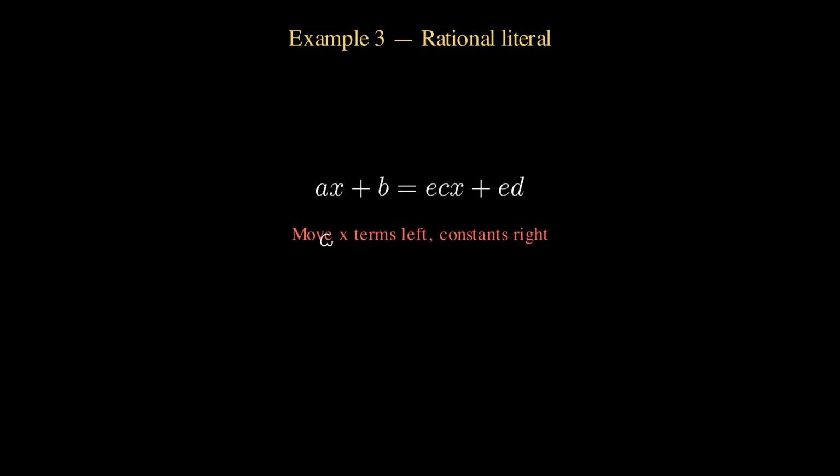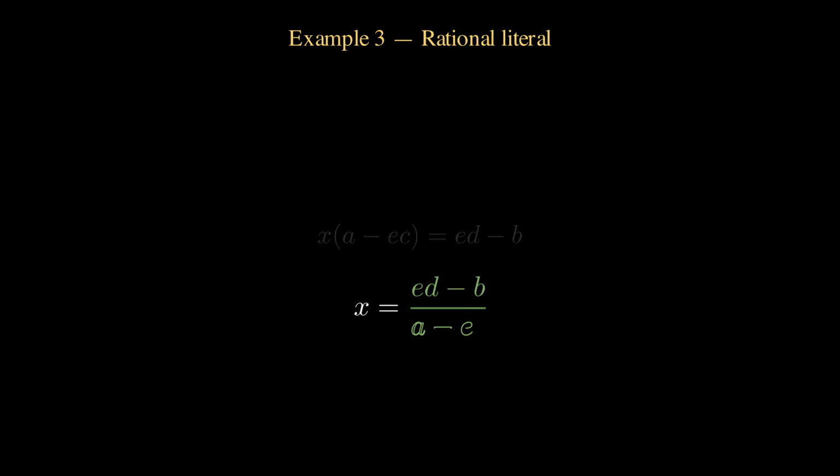Collect x terms on one side: subtract ecx from both sides, and subtract b from both sides. Factor x out of the left side. You get x times the quantity a minus ec. Divide by a minus ec, assuming that denominator is not 0, and you have x isolated. This structure shows up in advanced rearrangement problems. The SAT rewards clean factoring more than clever tricks.